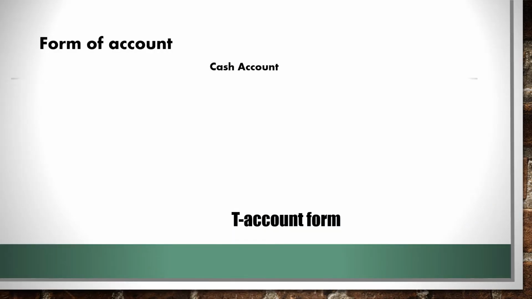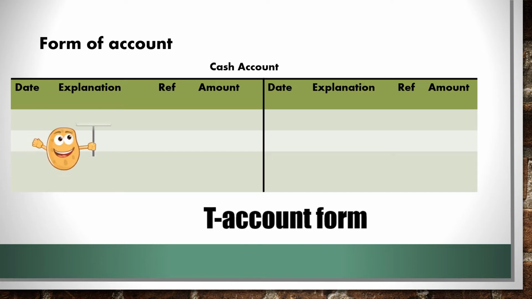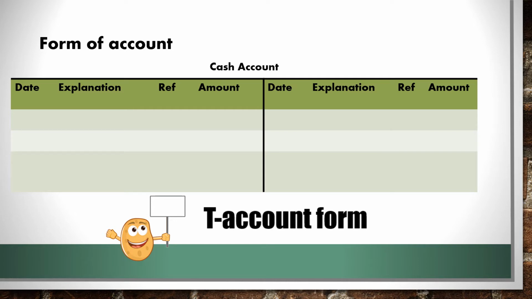Form of account. First, the simple T account. It's the simplest form. An account consists of three parts: 1. A title, 2. A left or debit side, 3. A right or credit side. The format of an account resembles the letter T.